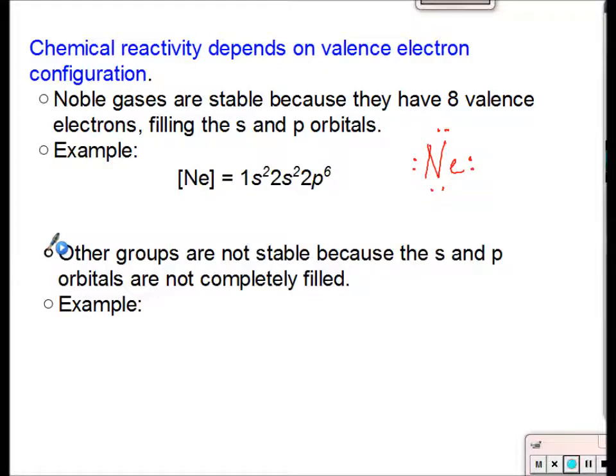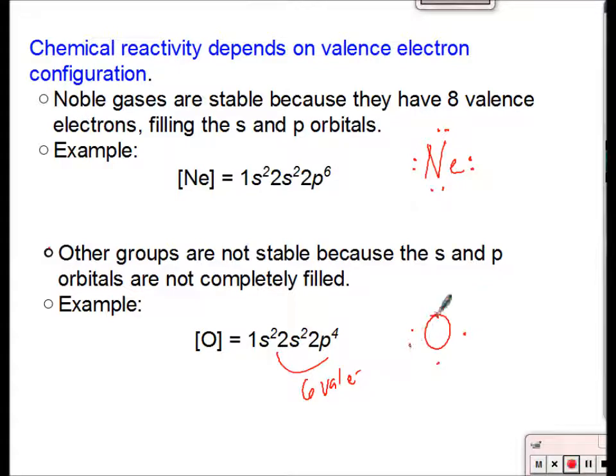Other groups are not stable because the s and p orbitals are not completely filled. For example, oxygen has a 1s2, 2s2, 2p4, or 6 valence electrons, leading to an electron dot diagram that still has room for more electrons around it.